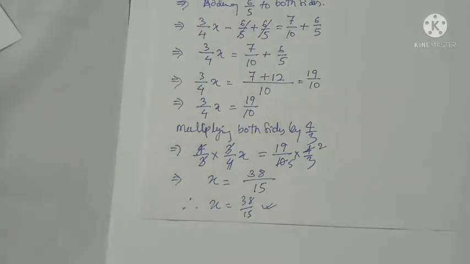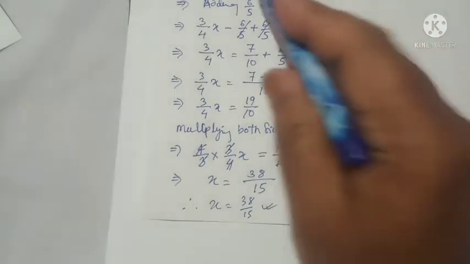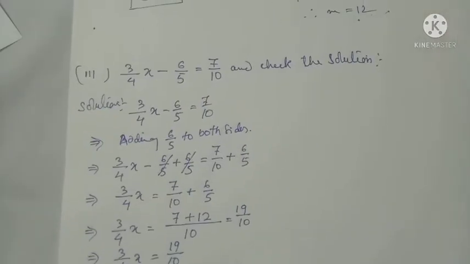Now we are going to put the value of x in the left hand side and find out whether we get the right hand side or not. Right hand side is 7 by 10. After putting the value of x, that is 38 by 15, in the left hand side, we have to get the right hand side, that is 7 by 10. If we get the right hand side, then our answer is correct. If we don't get the right hand side, then our answer is wrong. Okay, let's check.